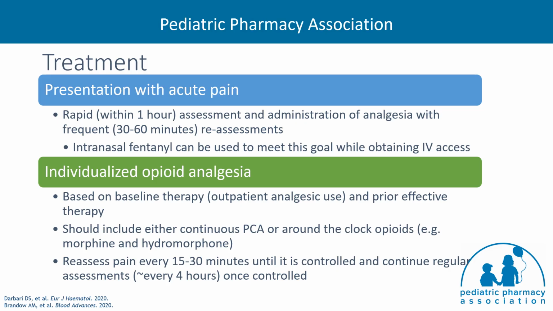And they should also be offered a continuous PCA or around-the-clock scheduled opioids during an episode. We want to reassess their pain every 15 to 30 minutes until it's well controlled, and then continue regular assessments once it's been controlled.